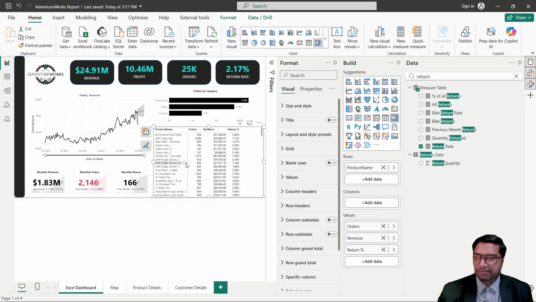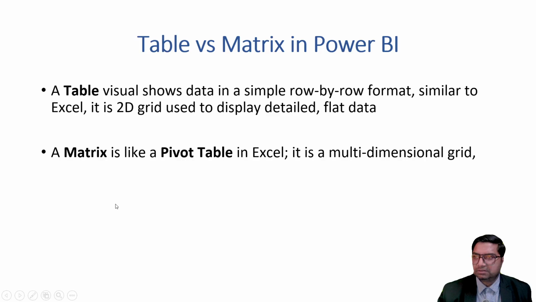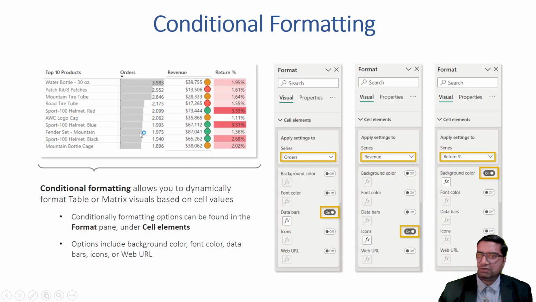We can do some more formatting here, so let's take the other topic, the formatting part. Conditional formatting basically allows us to dynamically format table or matrix visuals based on the cell values, right? Conditional formatting is an option found in the format pane under the cell element. In the cell element, you can find this color option. So that is basically conditional formatting here. So what is it?